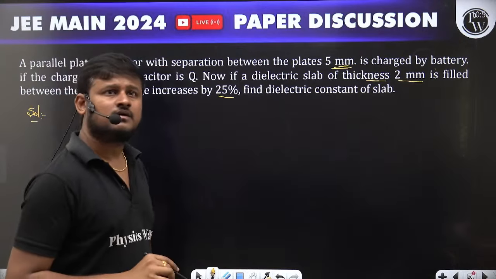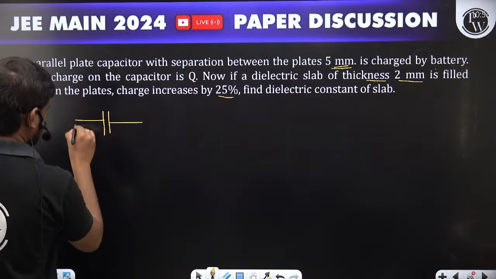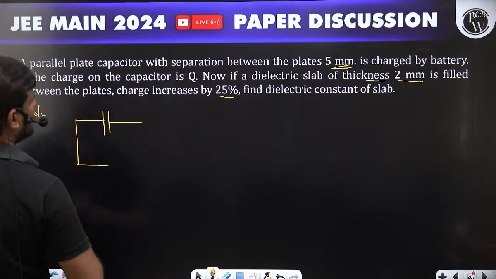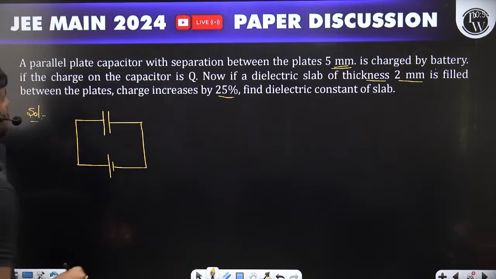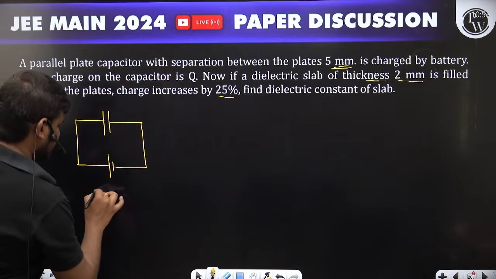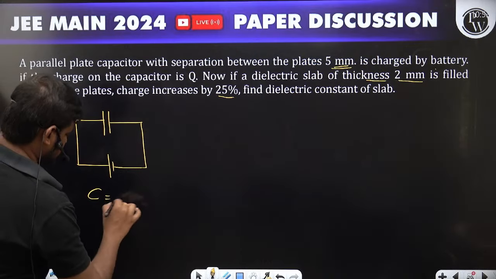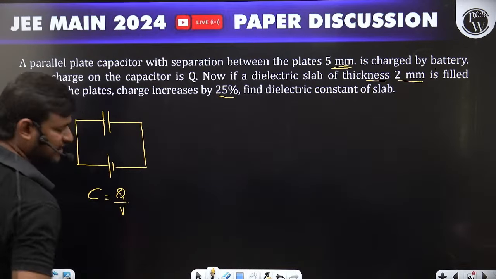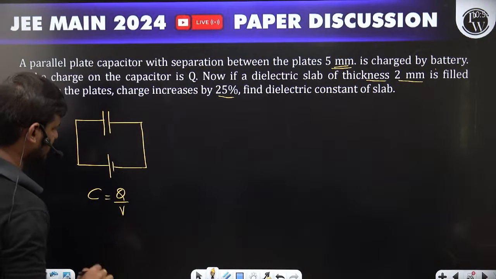Let's say this is a capacitor connected to a battery. When the separation between the plates is 5 mm, it is charged. Let's say the capacitance is C. Then you know that C is equal to Q by V, so from here I can write Q is equal to CV.